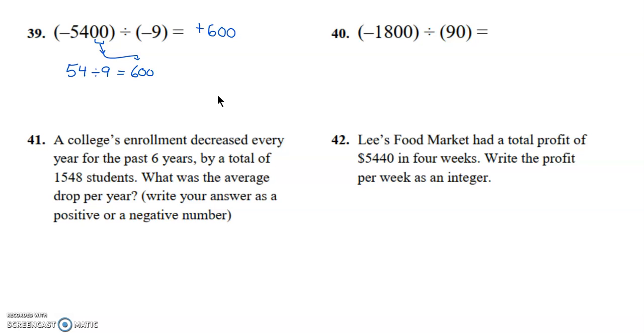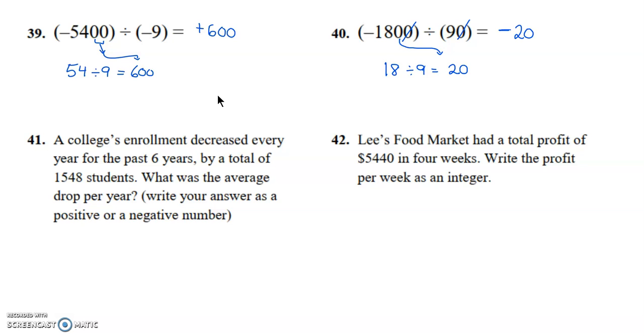And for number 40, we can do the same method with a little twist. Here we have a negative divided by a positive, so our answer will be negative. And then what we can do is 18 divided by 9. But you see how the 9 is not just a 9, it's a 90. So what we can do is cancel out 1 zero for each of those. So we're going to bring 1 zero to our answer. 18 divided by 9 is 2, and the 0 is 20. So 1,800 divided by 90 is equal to 20. And because of the unlike signs, it's going to be a negative 20.